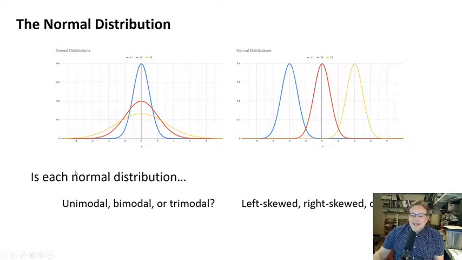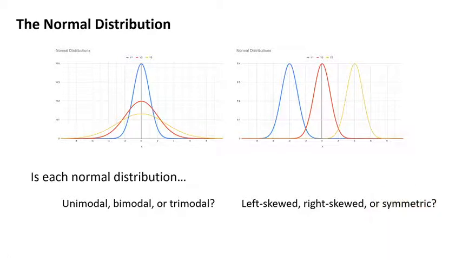So once again, is each normal distribution unimodal, bimodal, or trimodal? And is it left skewed, right skewed, or symmetric? Hopefully you can see from our previous discussions here that the answer to the first question is unimodal, and the answer to the second question is symmetric.